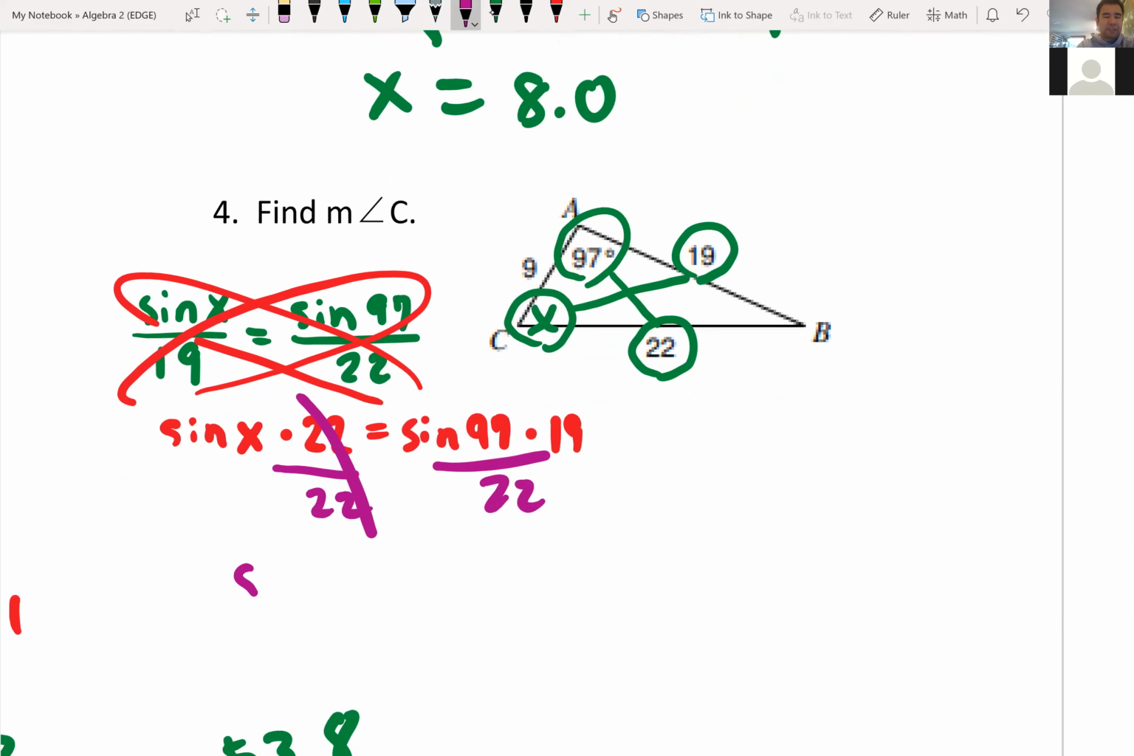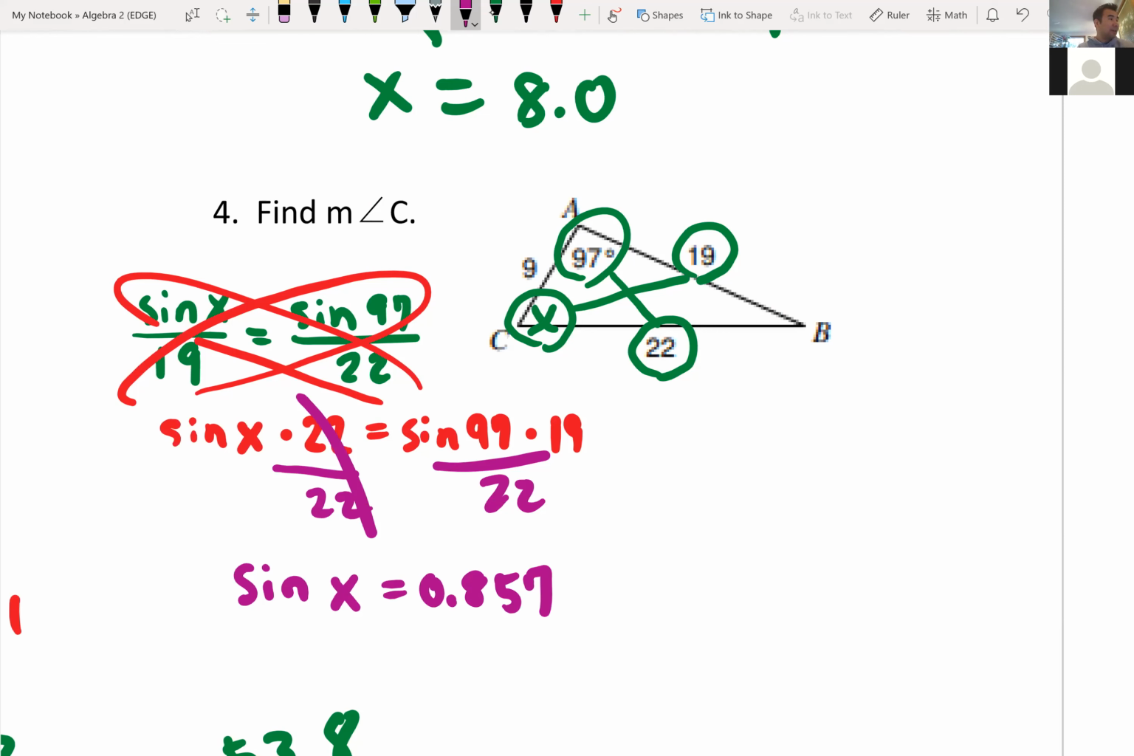So we've got sine of x equals, let's see, sine of 97 times 19 divided by 22. Oh, I forgot to close the parentheses. There's sine of 97, close the parentheses, times 19, divide by 22. So I get 0.857, okay?